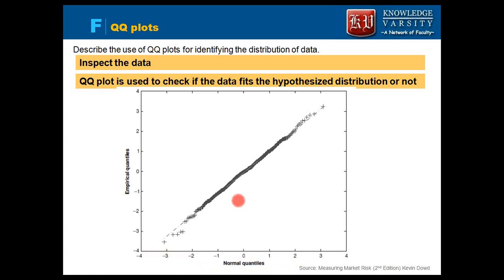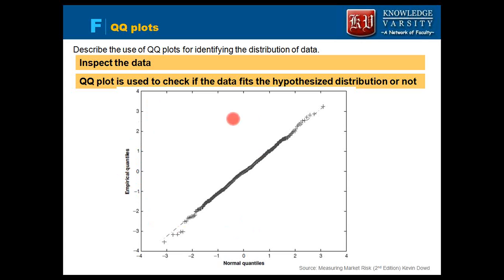So on the x-axis you will plot the normal quantile values. If you see, 0 means the 0.5 value, and 4 is roughly close to 1. So we plot the normal values over here, and on the y-axis you will plot the distribution which you want to judge. Here you will plot the empirical distribution.